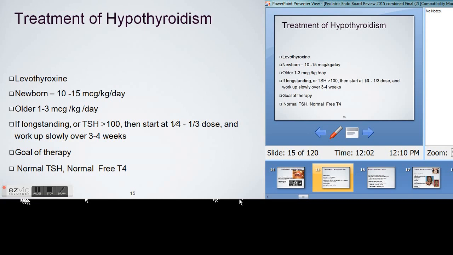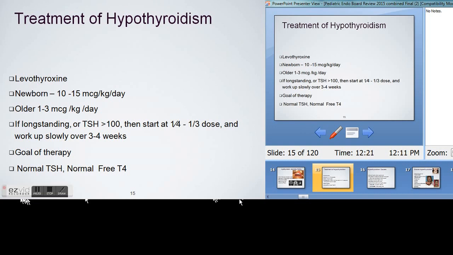Alright, so how do we treat hypothyroidism? Usually with levothyroxine. In the newborn, remember, they need higher doses, 10 to 15 micrograms per kg per day. That's one of the questions that PREP asks. They'll give you different doses so that you can pick out that dose. So remember, that dose is important.